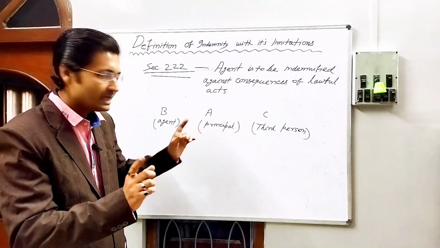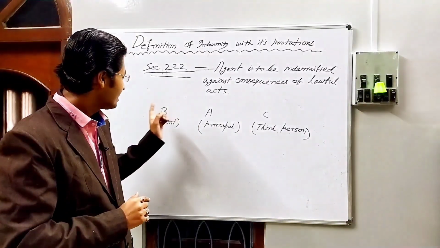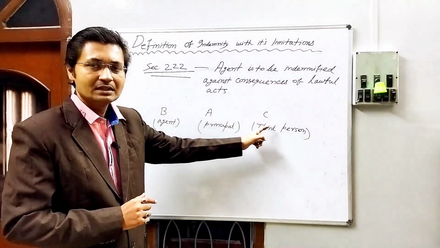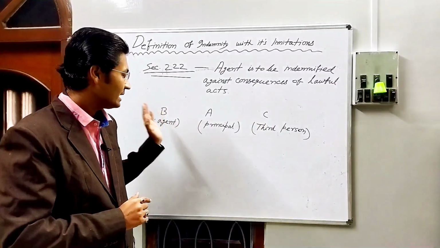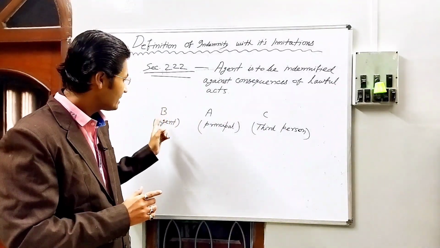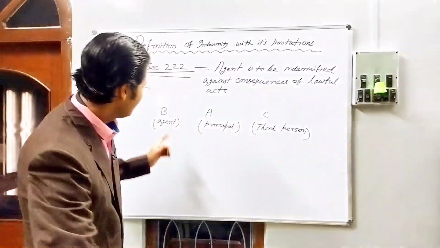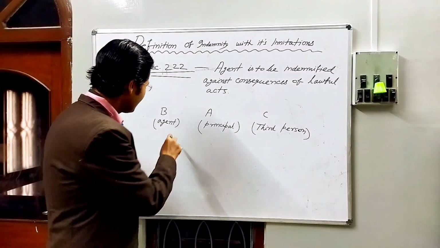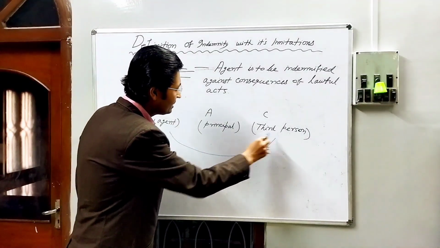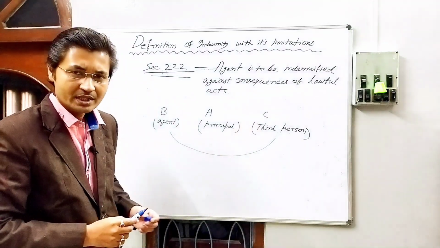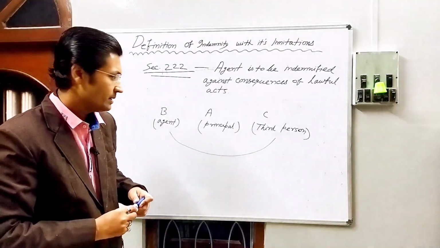So, what happens? Agreement is made between B and C. C is the third person and B is the agent of A. Agreement is made between B and C that B will supply the commodity to C. Agreement is made in this way.